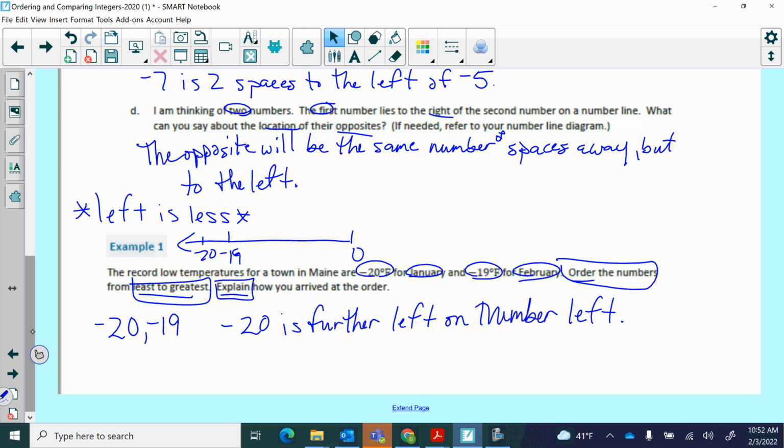Yeah, my number came out kind of funny. There. That's supposed to be number line. I kept saying left. I should say number line. So negative 20 is further left on the number line. It is. It's way easier. That's why I'm glad you moved up here, Kaylee.